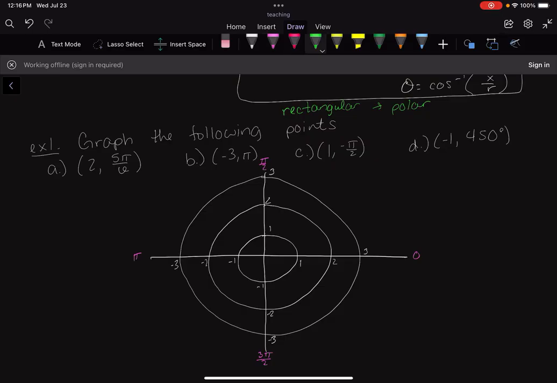So first, let's do part A together. I'll go ahead and do this one in green. I always think it's good to plot the angle first, and then you'll just go out by however far the r is. Be careful though, that r is a directed distance. So we're going to have to keep that in mind because it's going to matter if it's positive or negative.